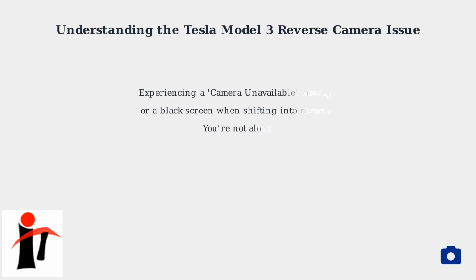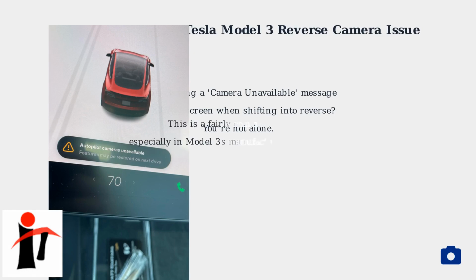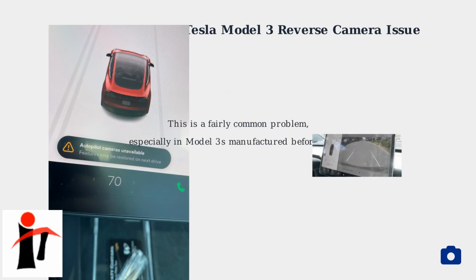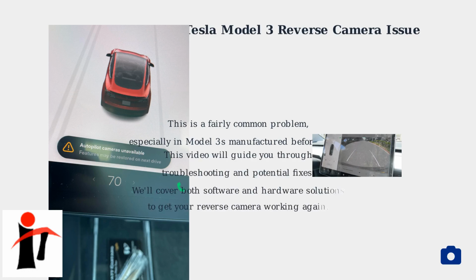Experiencing a camera unavailable message or a black screen when you shift into reverse in your Tesla Model 3? You're not alone. This is a fairly common problem, especially in Model 3s manufactured before 2022. This video will guide you through troubleshooting and potential fixes. We'll cover both software and hardware-related solutions to get your reverse camera working again.